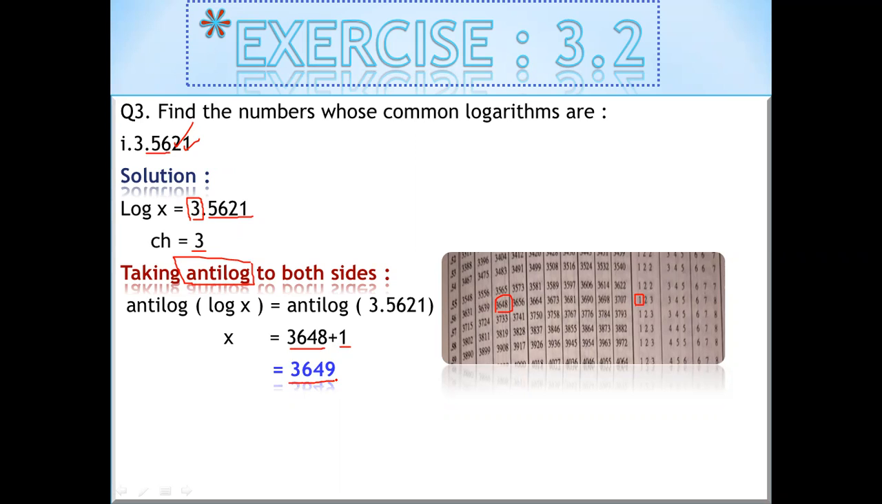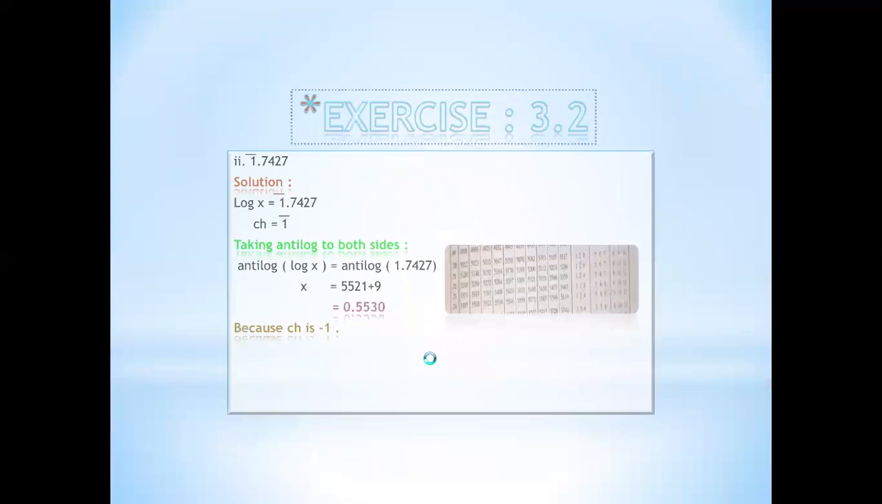The number is 3649. Now where do we put the decimal? Because the characteristic is 3, after 4 digits we put the decimal point. It's up to you whether you write point 0 or not; 3649 is our required answer. If the characteristic is 2, we put the decimal after 3 digits; if it is 1, after 2 digits. So 3649 is the required answer for 3.5621.